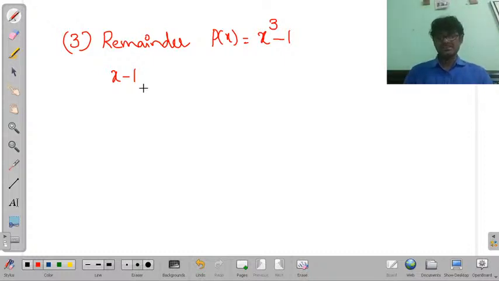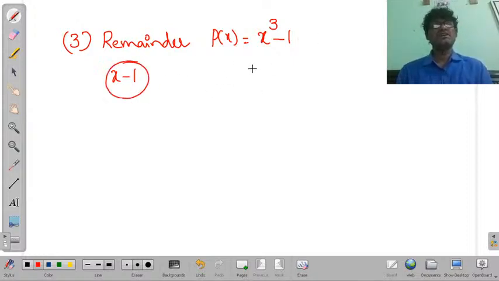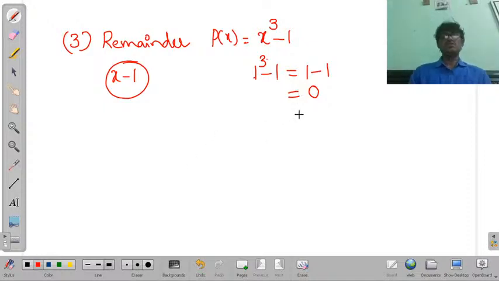Yes, that's correct. 0 is the correct answer. Just plug in x equal to 1. So you get 1 cube minus 1, which is 1 minus 1, which is equal to 0. That's correct. The remainder is 0.